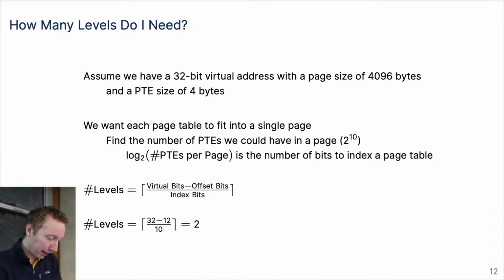But in this case, because this is a round up, if for some reason the question said we have a 33-bit virtual address, then this would be 21 divided by 10, which would be 2.1. So we'd have to round up, and in that case, we'd need 3 levels of page tables.